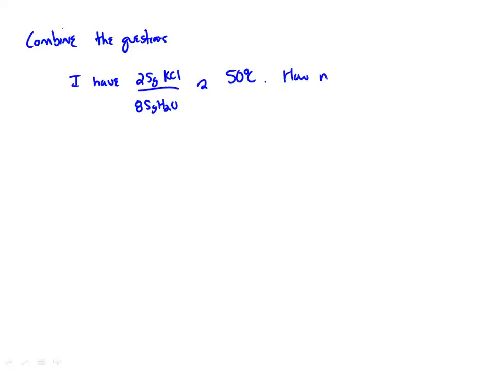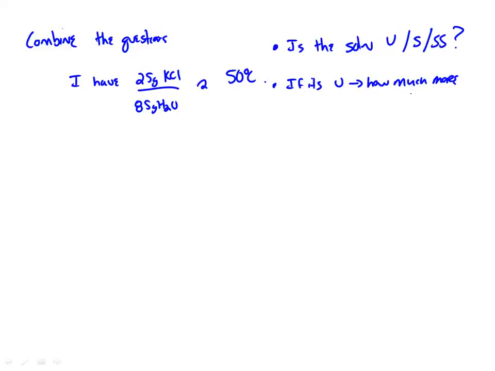And then you can combine the questions, for instance, and say, I have 25 grams of KCl in 85 grams of water at 50 degrees Celsius. I could ask the question, is the solution unsaturated, saturated, or supersaturated? And then you can simply say, if it's unsaturated, how much more can I dissolve? And if it's supersaturated, I can ask how much should precipitate out.